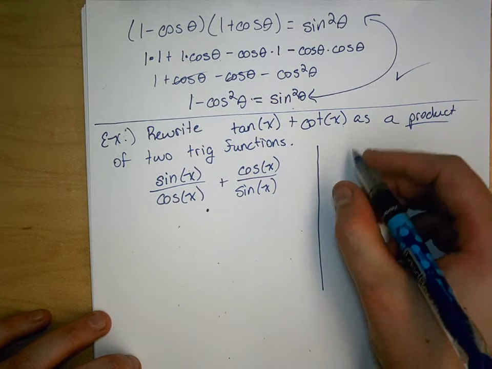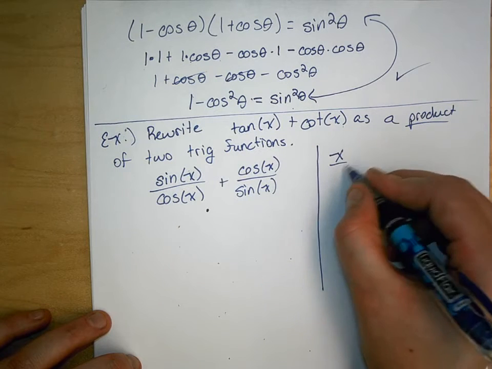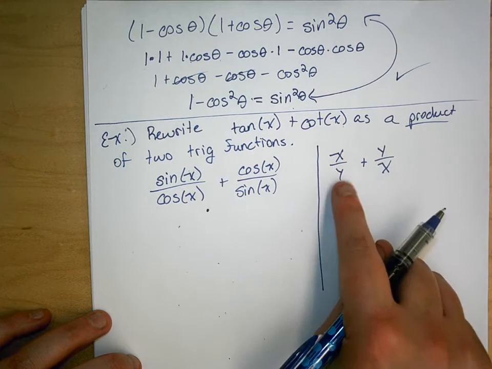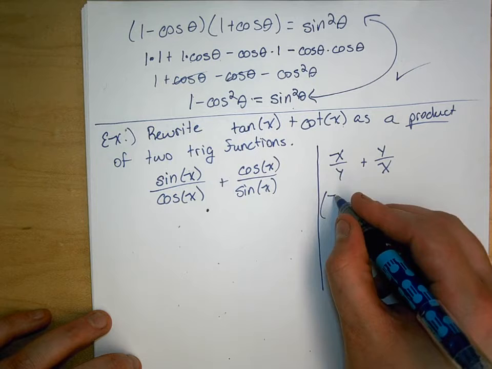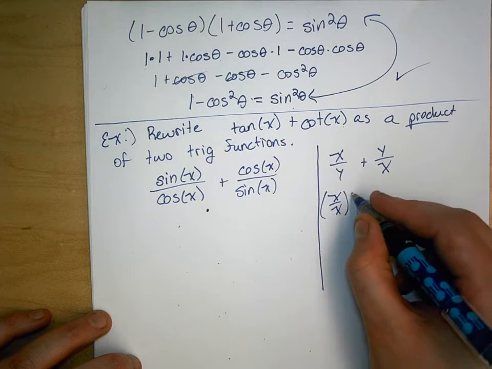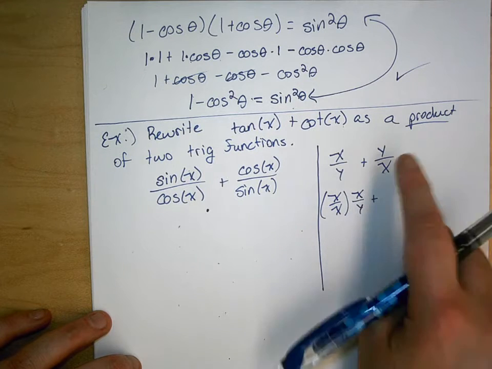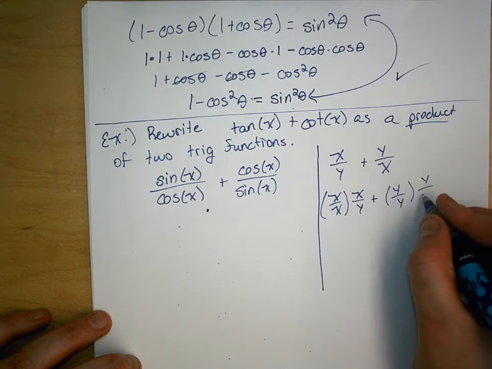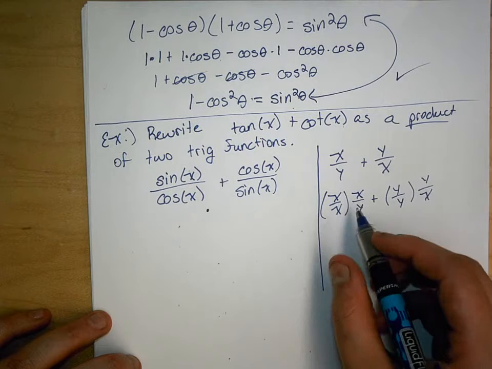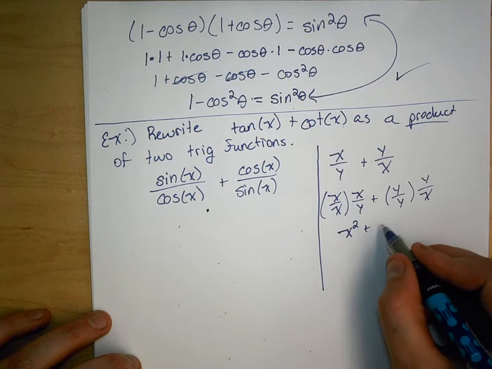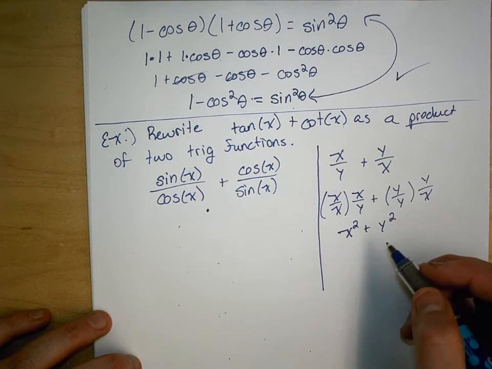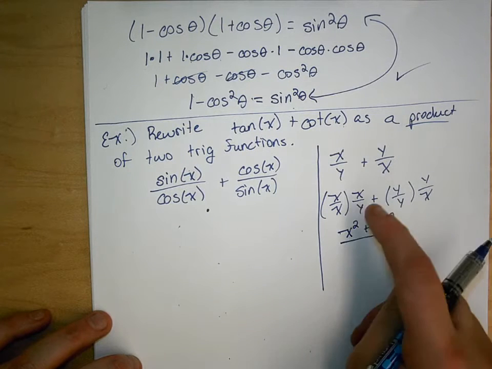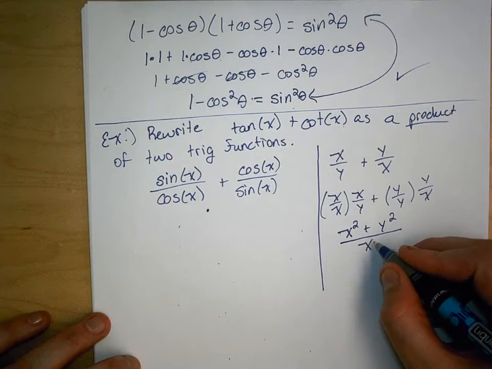We're going to do that the same way that we would if we had x over y plus y over x. Is that we're going to multiply this one by x over x. We're going to multiply this one by y over y. And what we're going to get is x squared plus y squared. X times x is x squared. Y times y is y squared. And that's going to be all over our new common denominator, which is going to be xy.